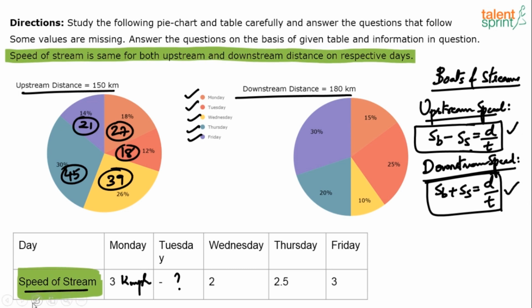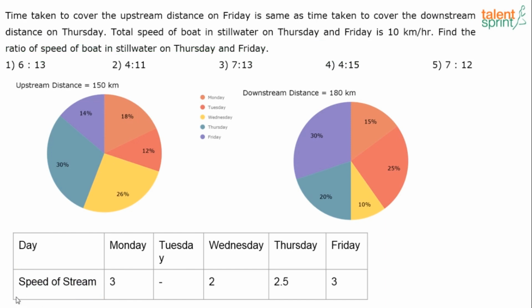So I think these are the two important formulas that you need to know. Okay. Let me present the first question to you all. Now look at the first one, the first question. Here it says, time taken to cover the upstream distance on Friday is same as the time taken to cover the downstream distance on Thursday. So time taken to cover upstream distance on Friday is equal to the time taken to cover the downstream distance on Thursday.